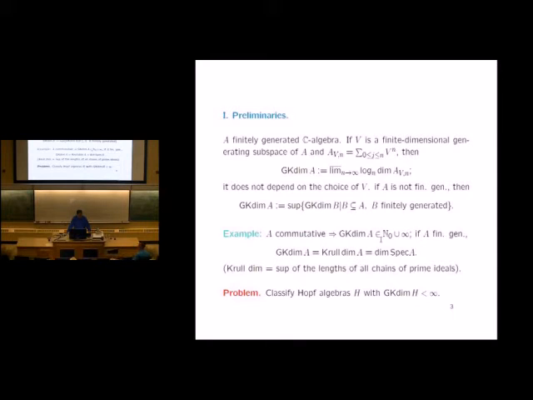is written there, and it does not depend on the choice of V, and it plays the role of the Krull dimension of a commutative algebra. So if you have a commutative algebra, then the Gelfand-Kirillov dimension is just the Krull dimension. So this is one possible generalization to the non-commutative world of the Krull dimension, or the dimension of the associated variety. And according to experts, this is the best possible extension.